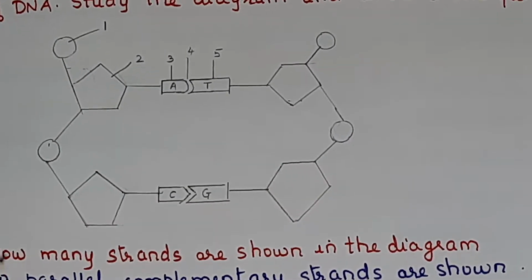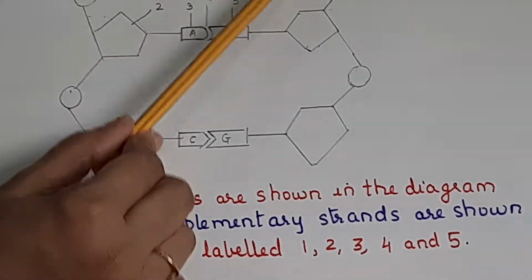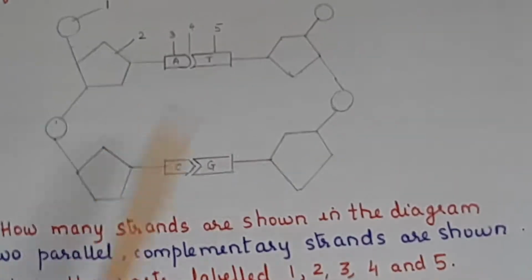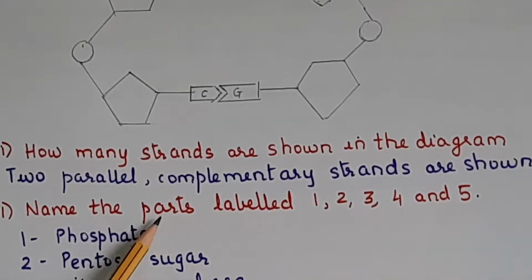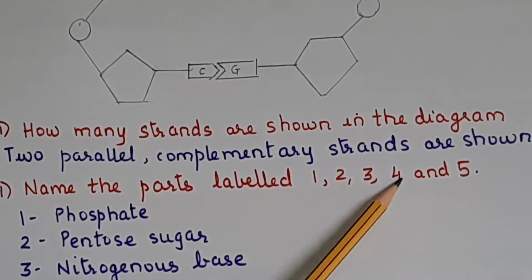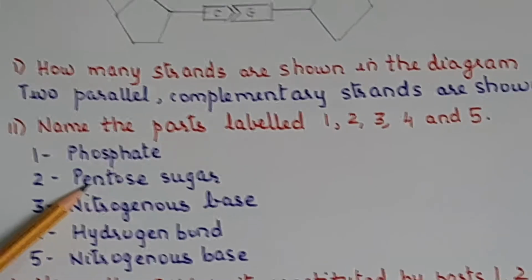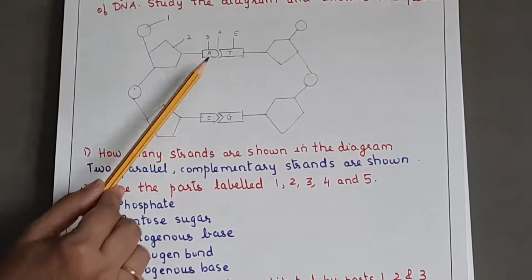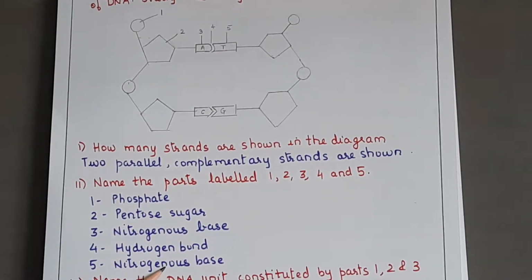Okay, so how many strands are shown in the diagram? So there are 2 strands. This is one strand and this is the other strand. So 2 parallel complementary strands are shown this way and this way, so parallel. Then name the parts labeled 1, 2, 3, 4 and 5. Now 1 will be phosphate, 2 is pentose sugar, 3 is a nitrogenous base, 4 is hydrogen bond, which connects the two, and 5 is again a nitrogenous base.